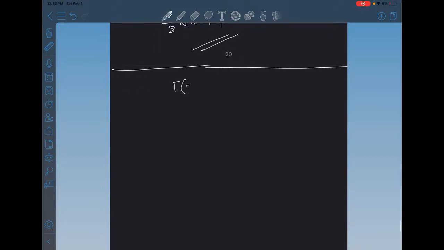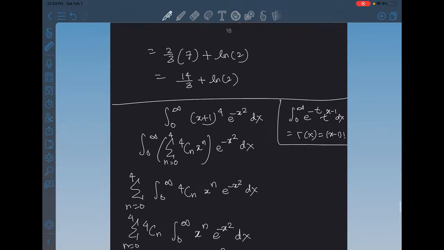Basically, the gamma function is just an expansion of the factorial function, right? The factorial is only for integers, but the gamma function is an extension to all real numbers. For integers, it does behave like the factorial, but for other numbers, it behaves slightly differently. And there's an integral form for the gamma function: the integral from 0 to infinity of e to the power minus t times t to the power x minus 1 dt.